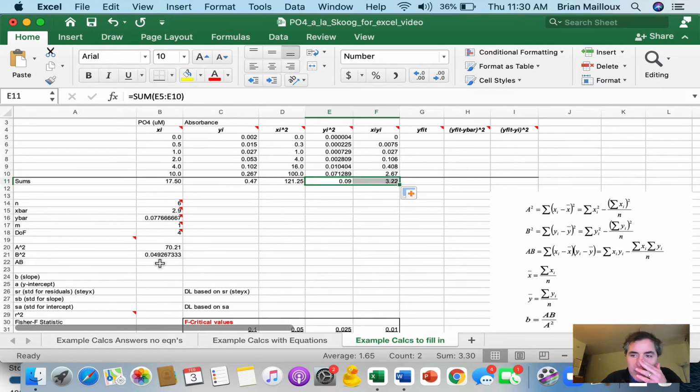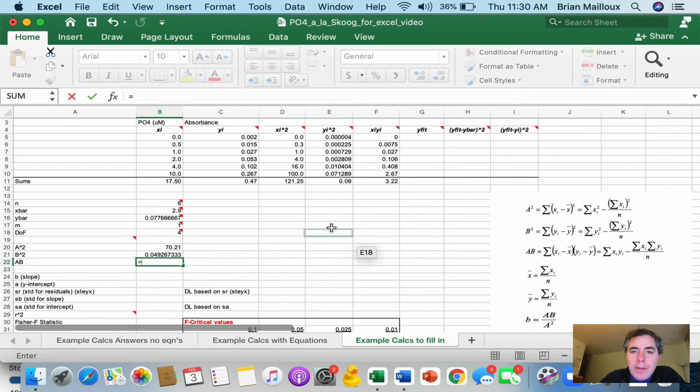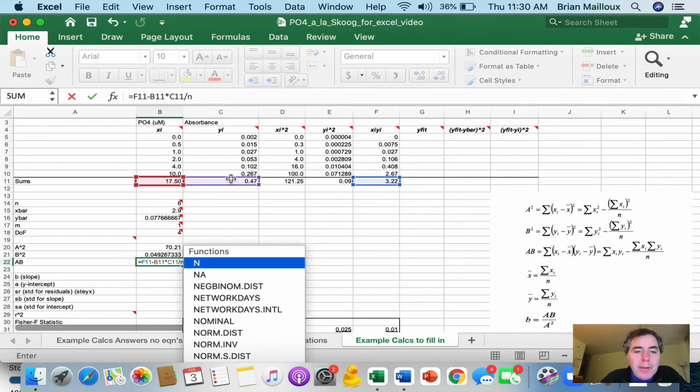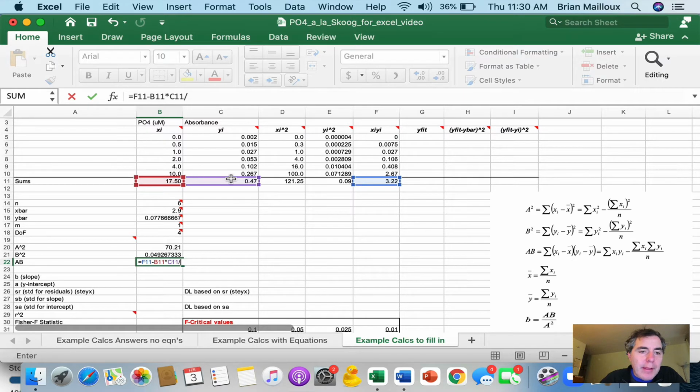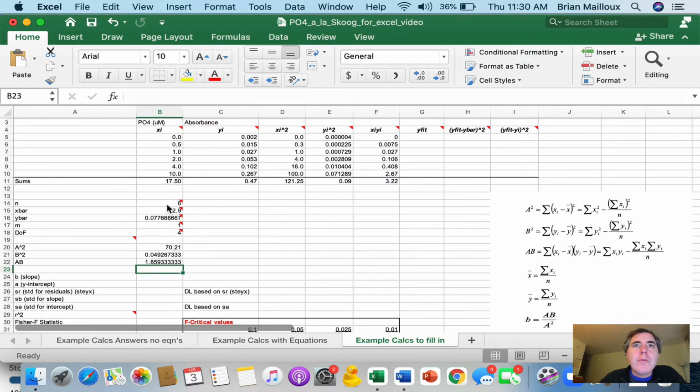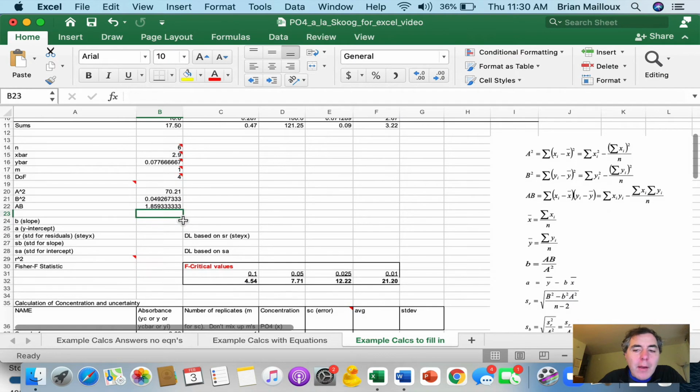So let's see if we can do this. It's going to be equal to the sum of xi yi minus the sum of xi times the sum of yi divided by n. And we don't need parentheses because it's all just multiplication and division there, so it should work. So we are good. So breathe. Now we'll breathe because we're moving along. We're doing nicely.